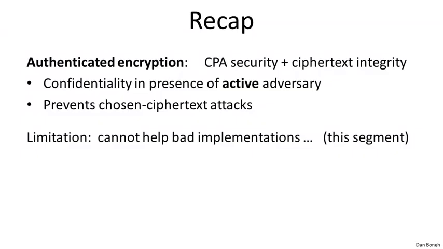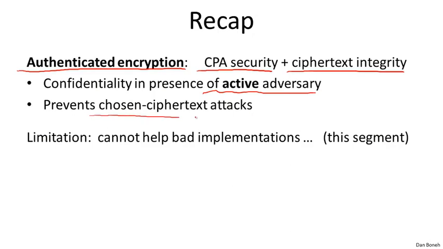So recall that authenticated encryption means that the system provides CPA security plus ciphertext integrity. And it means that we can preserve confidentiality in the presence of an active adversary, and moreover, the adversary can't modify the ciphertext in any way without being detected. We also showed that authenticated encryption prevents these very powerful chosen ciphertext attacks. Unfortunately, authenticated encryption has a pretty significant limitation in that it simply can't help a bad implementation. If you implement authenticated encryption incorrectly, then your implementation will be vulnerable to active attacks.